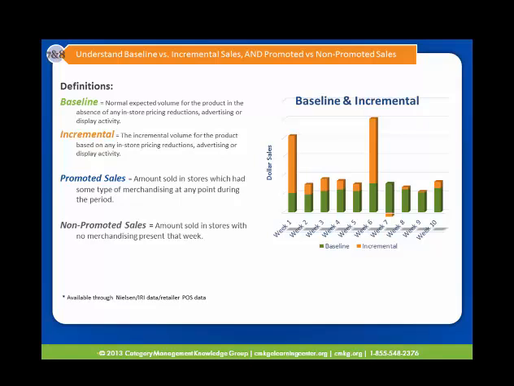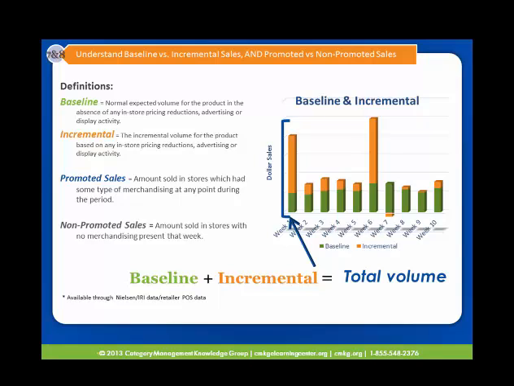So baseline is the normal expected volume for a product in the absence of any kind of in-store merchandising or advertising activities. So this is what you would expect to sell on a day in, day out basis. Incremental sales is the incremental volume for a product based on any of that merchandising activity. Again, the calculation for this typically comes from third-party POS data.